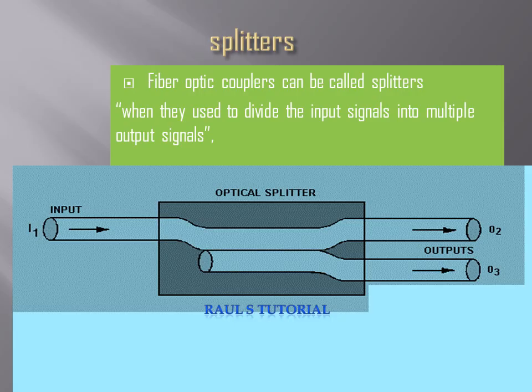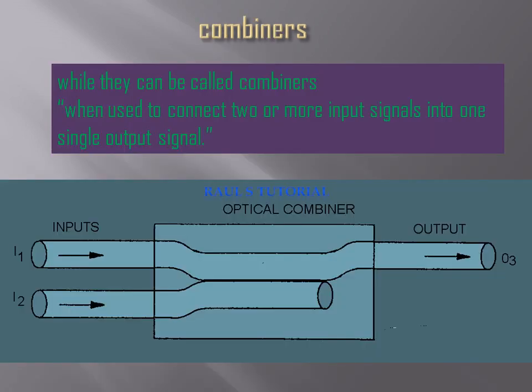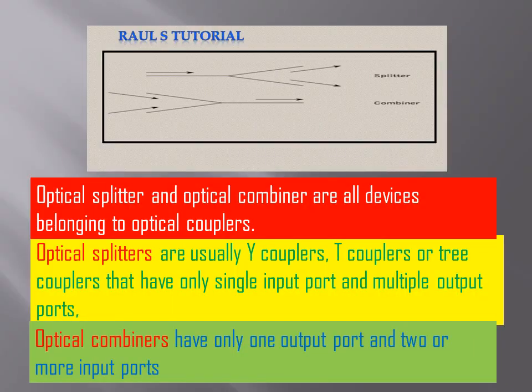Fiber optic couplers can be called splitters when they are used to divide the input signals into multiple output signals, while they can be called combiners when used to connect two or more input signals into one single output signal. So, optical splitters and optical combiners are all devices belonging to optical couplers. Optical splitters are usually Y couplers, T couplers or tree couplers that have only a single input port and multiple output ports, and optical combiners have only one output port and two or more input ports.